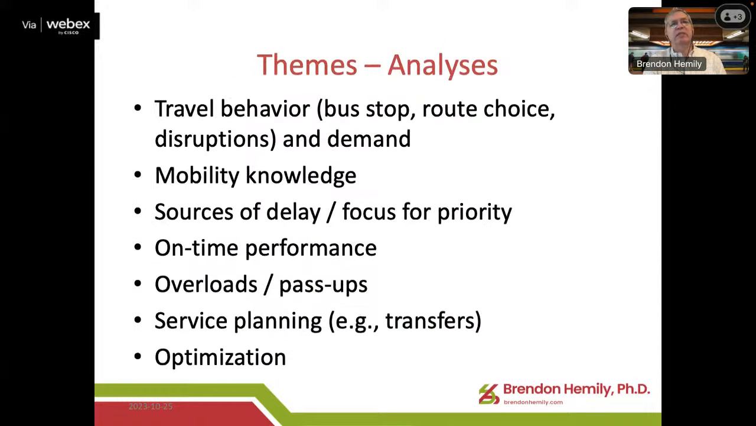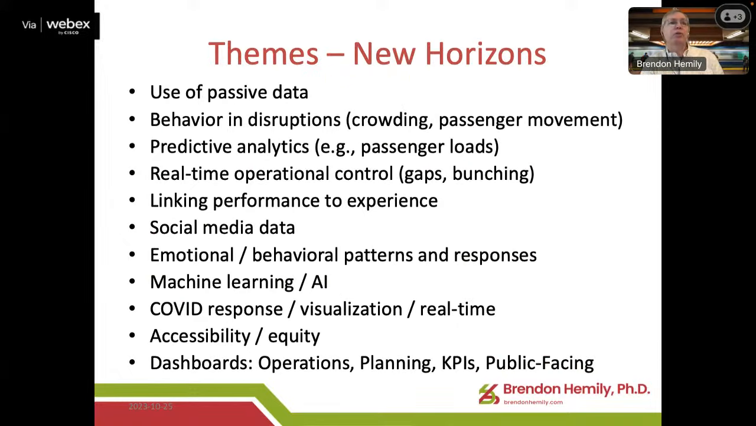Some of the other themes, the sort of analyses one has seen over recent years: analysis of travel behavior, bus stop, route choice, disruptions, demand, knowledge about mobility and behavior, sources of delay, where do you focus priority treatments, TSP and reserved lanes, on-time performance, overloads and pass-ups, service planning and optimization. And new horizons: use of passive data, such as Wi-Fi traces in subways, behavior in disruptions, what do people do, crowding, how many are going to take TNCs versus waiting it out versus taking replacement buses, predictive analytics, passenger loads is a big topic these days, and COVID restoration, accessibility and equity, and dashboards for senior management.